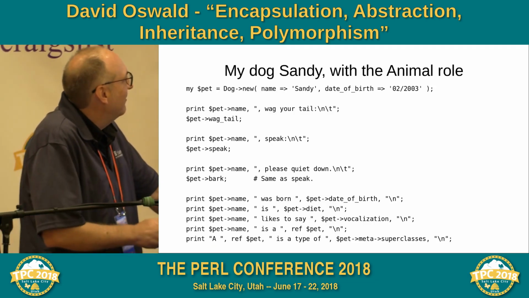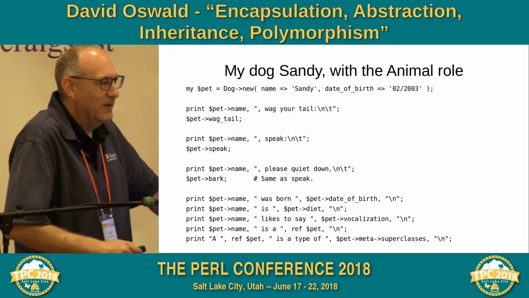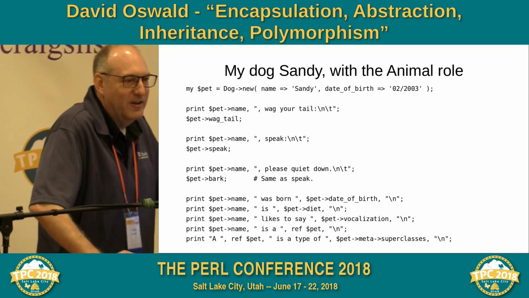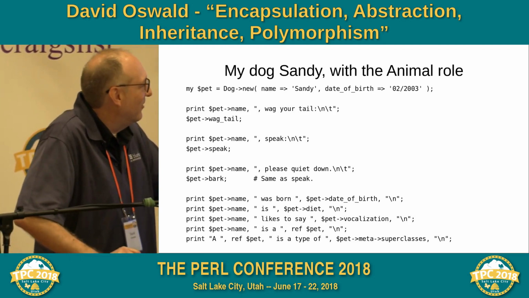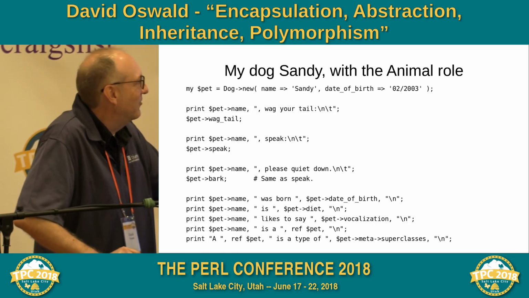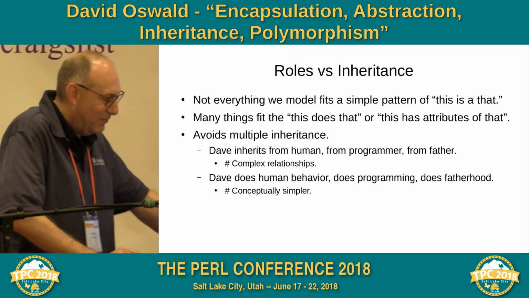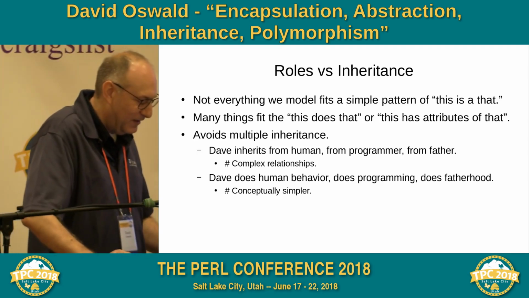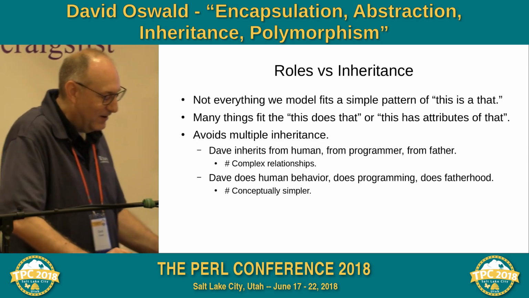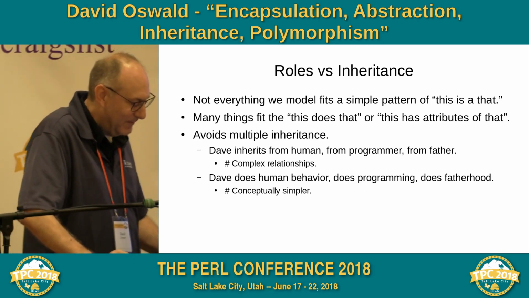So my dog Sandy with an animal role, we're going to instantiate Sandy, and she works pretty much exactly the same way as through inheritance. But conceptually, to somebody who's extending and working with the animal, it's much easier in many cases when you're adding behavior to look at roles. So roles versus inheritance. Not everything we model fits in a simple pattern of this is a that. Many things fit the this does that, or this has that attribute, as opposed to this inherits from.